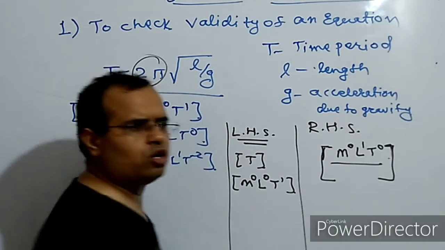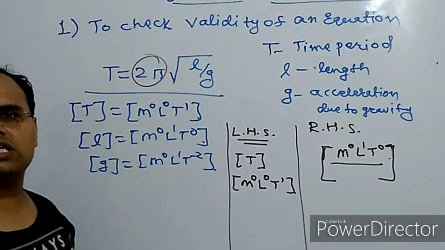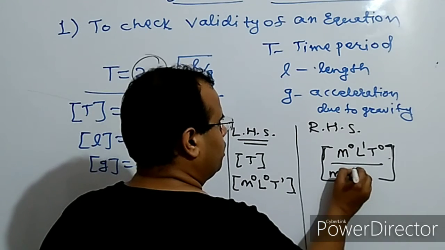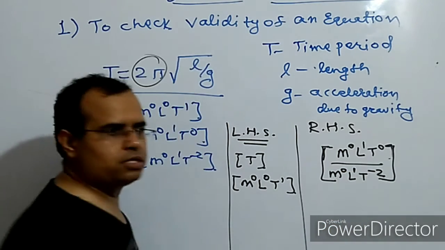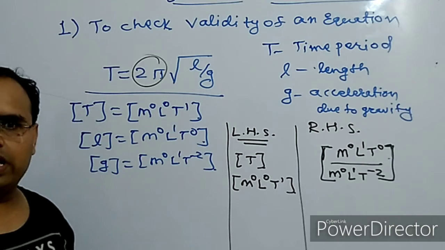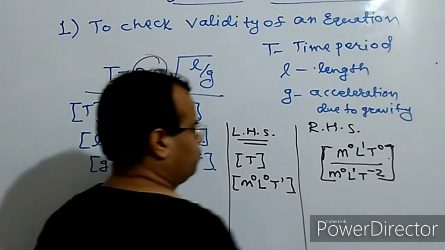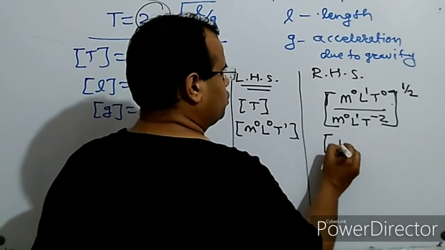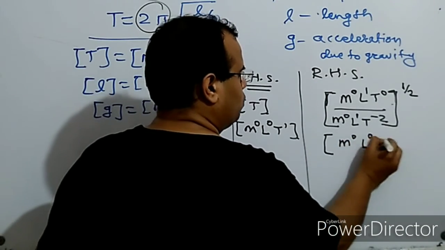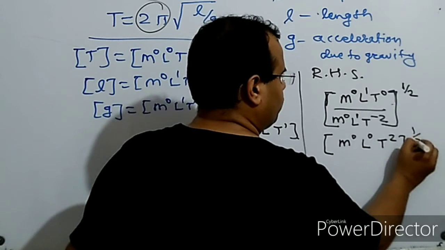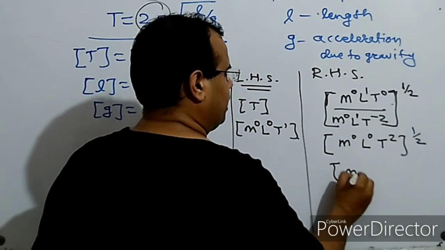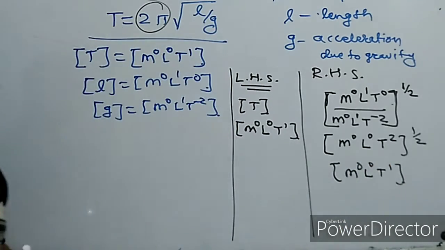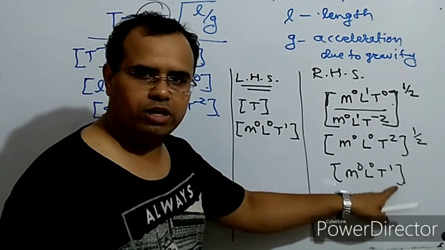Here we have written the dimension of length upon small g, acceleration due to gravity. So that gives you m0 l1 t to the power -2. Now its power is 1 by 2. So that gives you m0 l0 t to the power 2 to the power 1 by 2. Now here you will get m0 l0 t to the power 1, because 2 into 1 by 2 will give you 1.